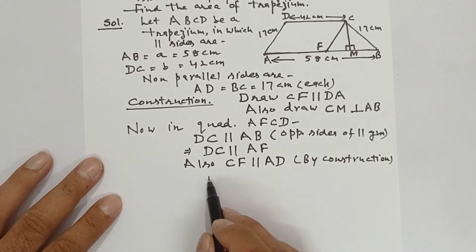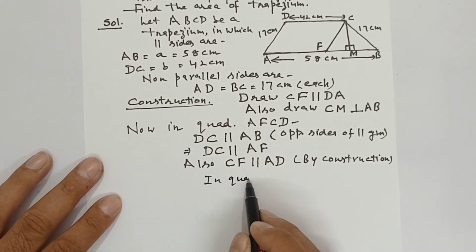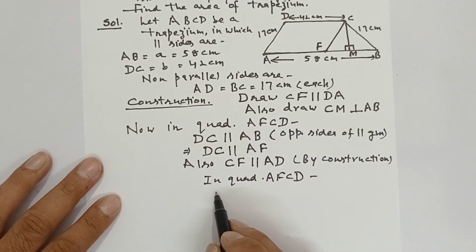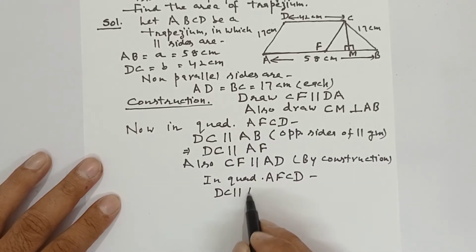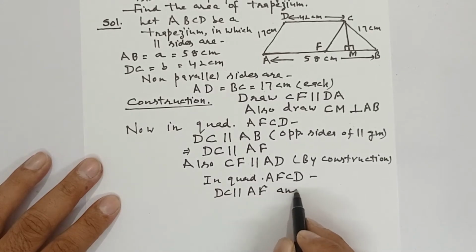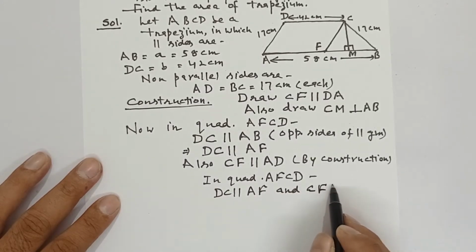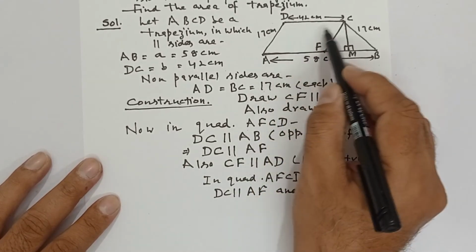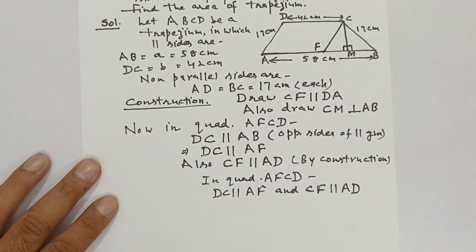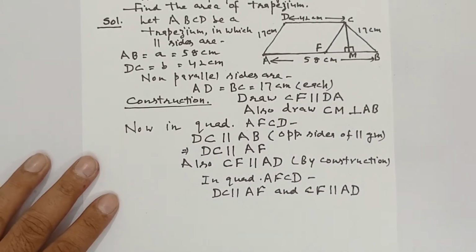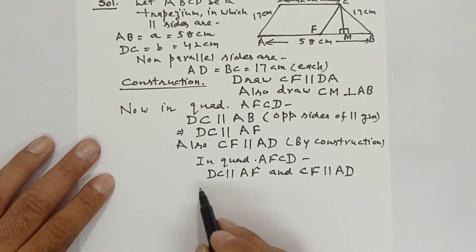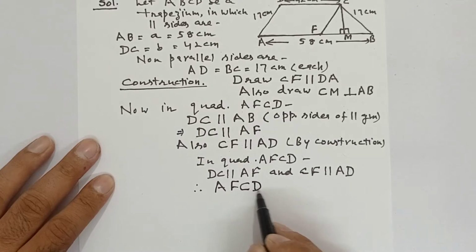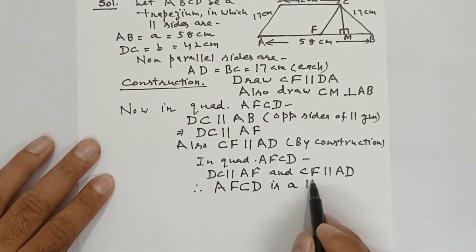So in quadrilateral AFCD, what have you done? DC is parallel to AF and CF is parallel to AD. AF parallel DC and CF parallel AD. And you know that when in any quadrilateral both pairs of opposite sides are parallel, that is called a parallelogram. Therefore, AFCD is a parallelogram.